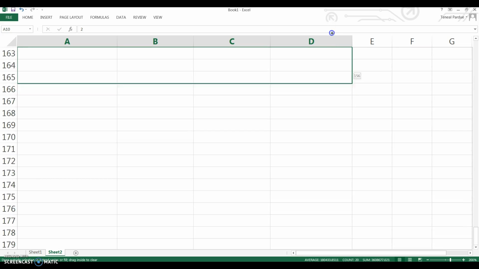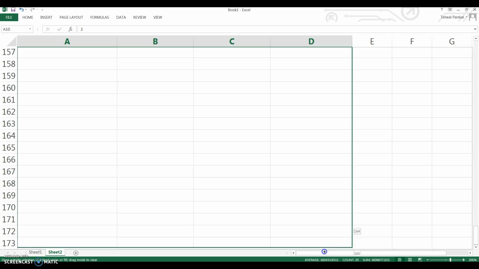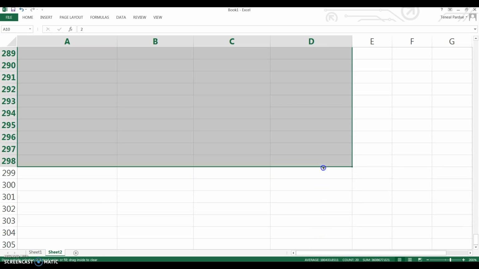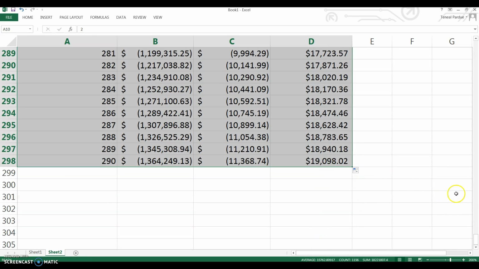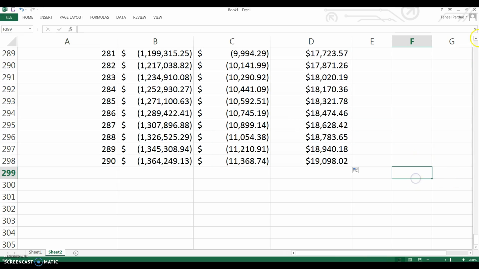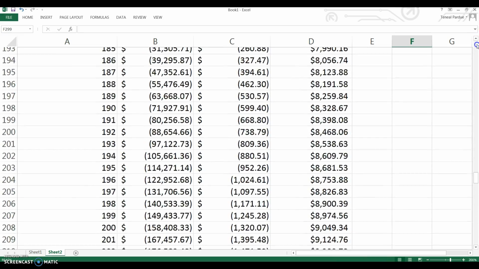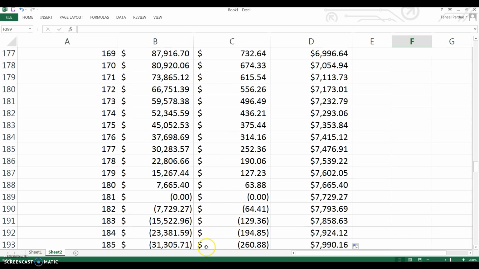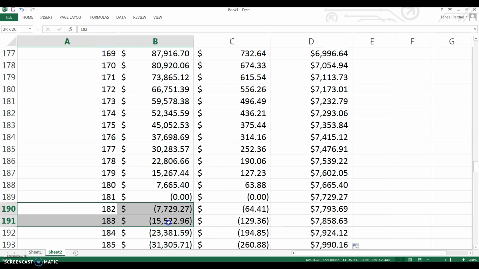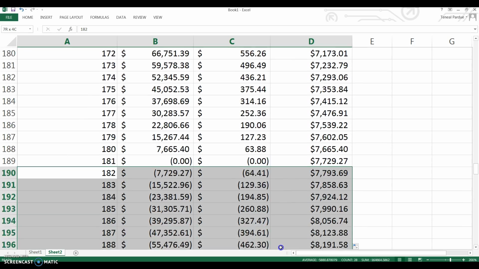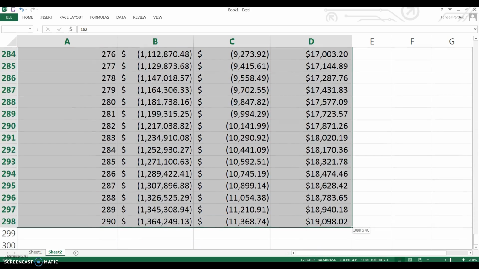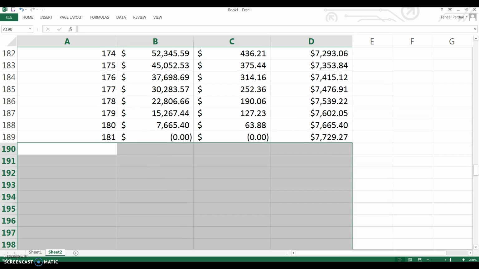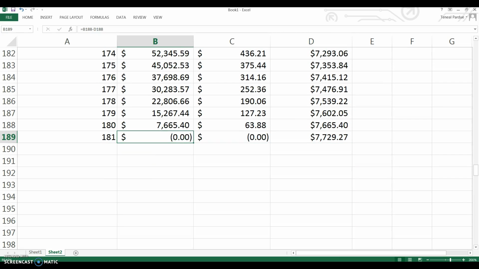So in this case, this was a 180-month loan. So we should actually stop right here at month 180. So at month 181, you see that your balance is down to 0.